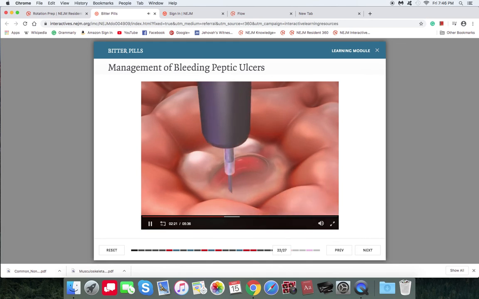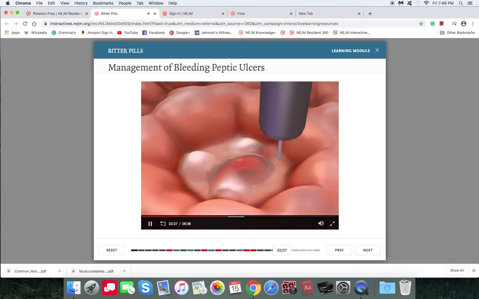Injection of diluted epinephrine or saline alone as monotherapy is inadequate and should be avoided. Instead, injection of epinephrine plus saline in a 1 to 10,000 dilution, followed by injection of another agent or combined with contact thermal therapy, is preferred.